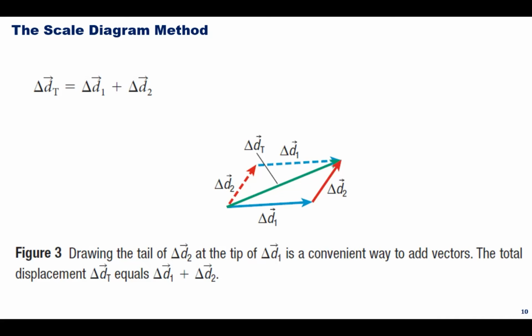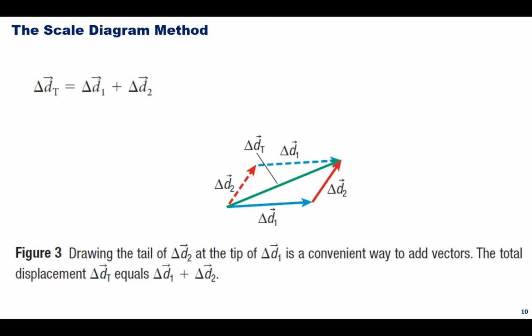Also note that the addition of delta d1 and delta d2 and the total displacement delta d total form a triangle, with delta d1 and delta d2 directed one way around the triangle, or counterclockwise in this case, and delta d total directed the other way. The triangle concept can be difficult to understand though. Thinking of walking around the triangle on the ground, the two individual displacements, delta d1, delta d2, indicate one way you could walk around the triangle. The total displacement vector, delta d total, indicates the other way you could go.